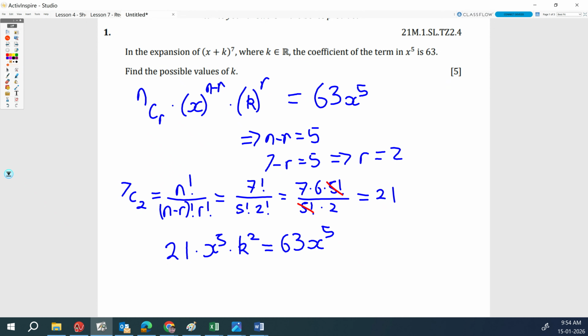So cancelling through the different terms, that one cancels with that one. The 21 is going to cancel the 63 down to a 3. So what is the value of k? k can be plus and minus root 3.